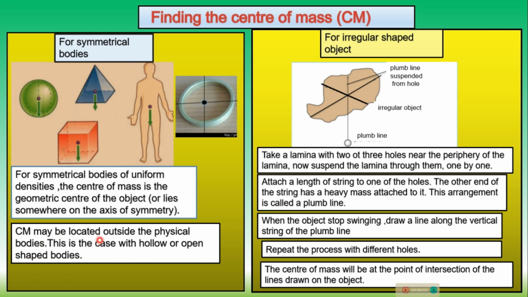Center of mass may be located outside the physical bodies. This is the case with hollow or open-shaped bodies. How to find the center of mass for an irregular shaped object? Let's take a piece of cardboard of irregular shape.